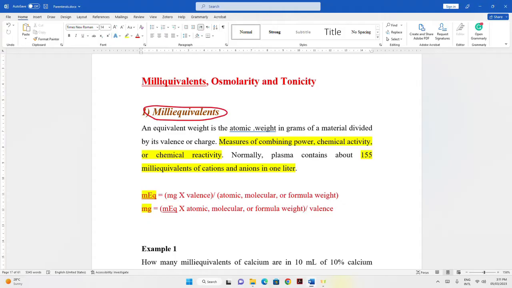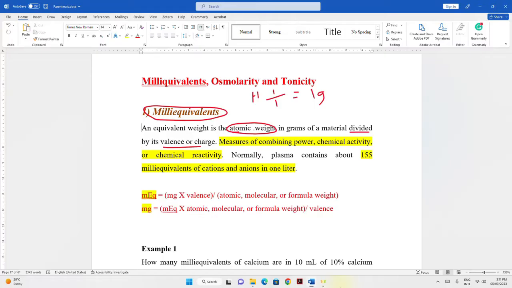Before we talk about how we calculate that, first we need to understand what we mean by equivalent weight. Equivalent weight is the atomic weight divided by the valence or charge of the material that we have. I'll give you an example, and this is our reference. Hydrogen has an atomic mass or atomic weight of 1 and its valence is 1. So its equivalent weight is 1 gram of hydrogen, and actually this is our reference. Hydrogen is the reference material.